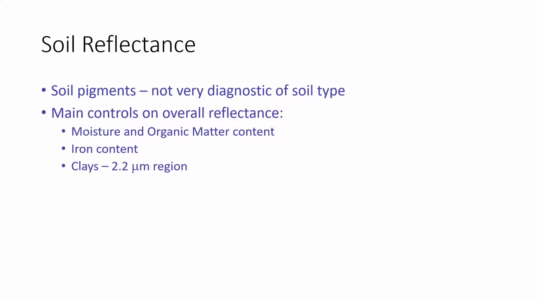Soils are not very diagnostic of soil type, the pigments anyway. The main controls over this reflectance are the amount of moisture and the organic matter content. Moisture makes everything look darker. It also absorbs more in the infrareds, and organic matter is a darker color, and so it absorbs a lot more of the visible light. Iron tends to give things a red to orange color, and so there are certain parts there that will respond. When you get to the 2.2 micrometer region in the electromagnetic spectrum, certain clays will exhibit a signature. All these are helpful in identifying soil.